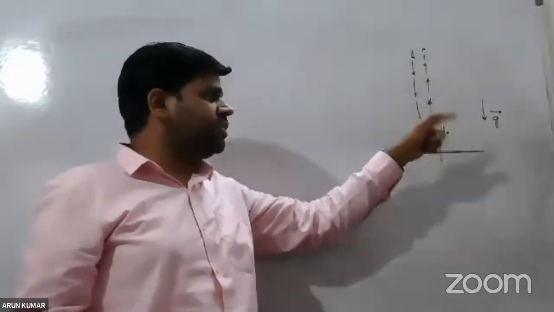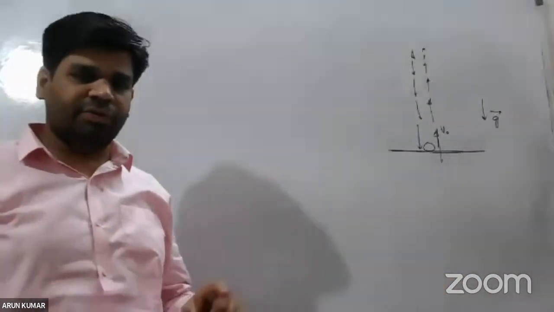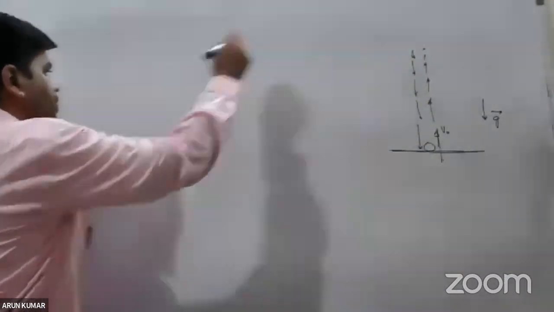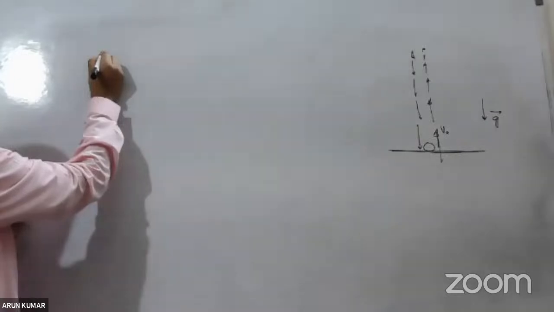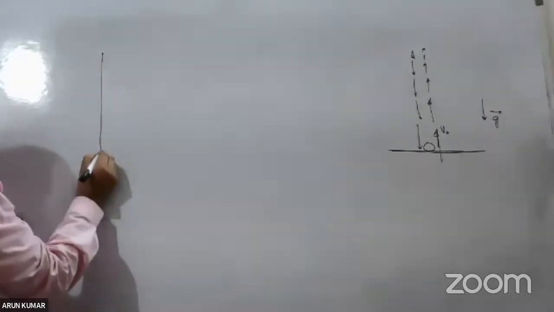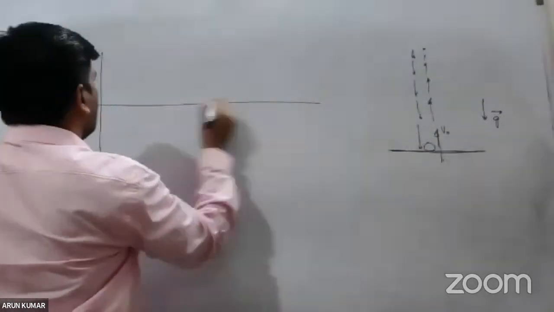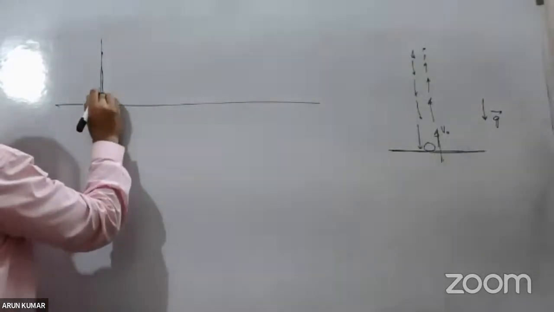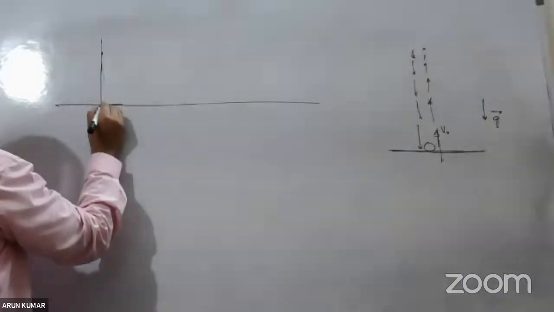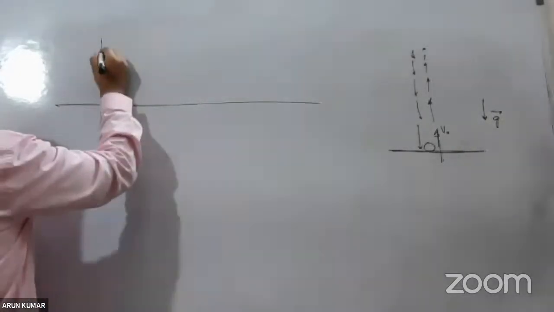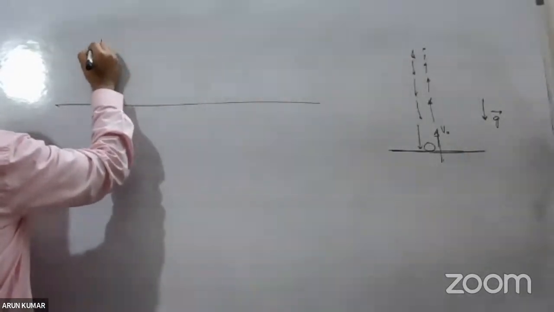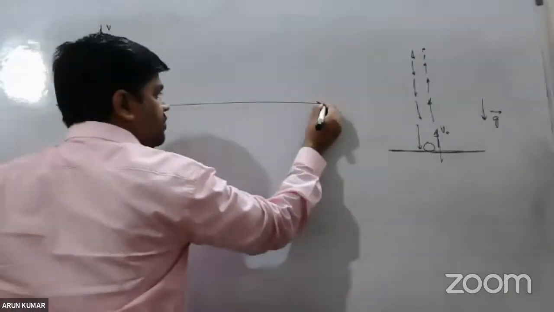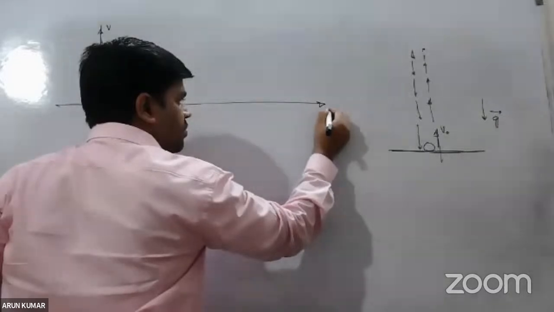If I take upward as positive, downward as negative, and if I plot the VT graph, let's see what. The initial velocity is V naught. I'm plotting VT because VT is more informative.